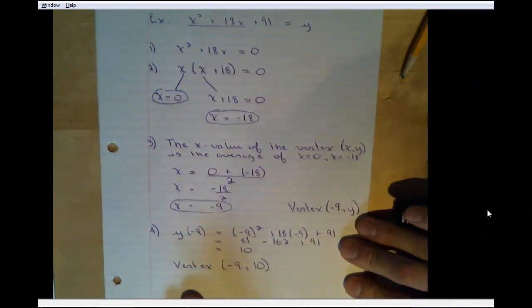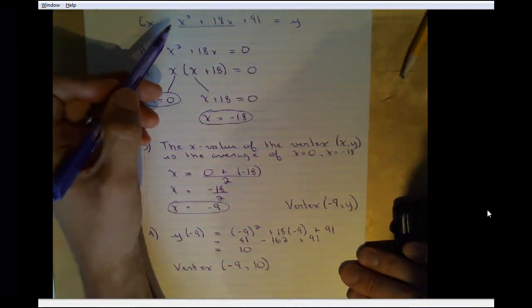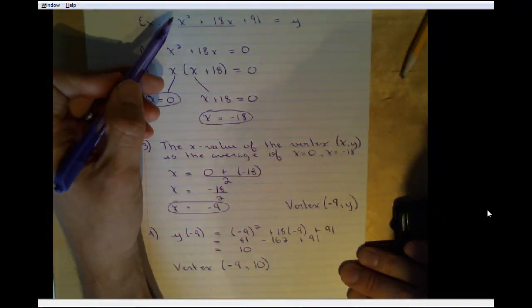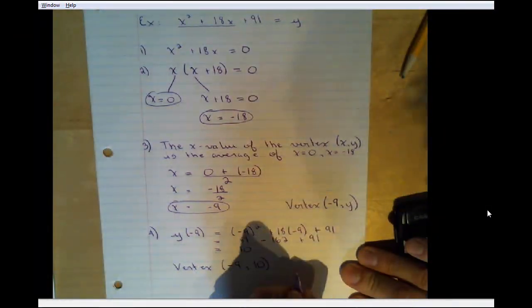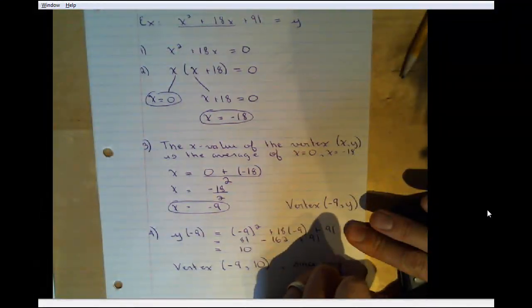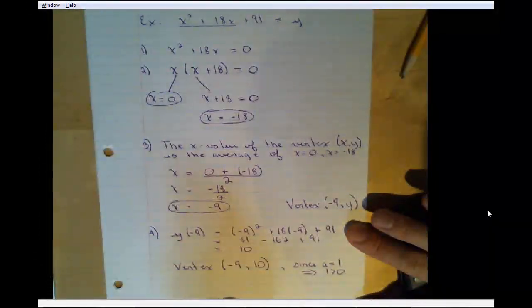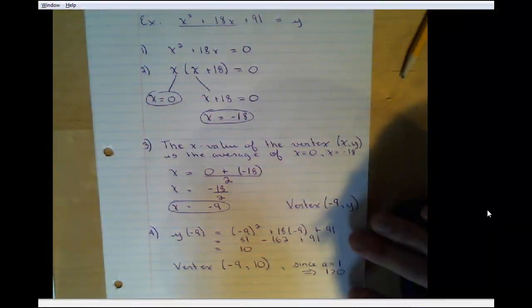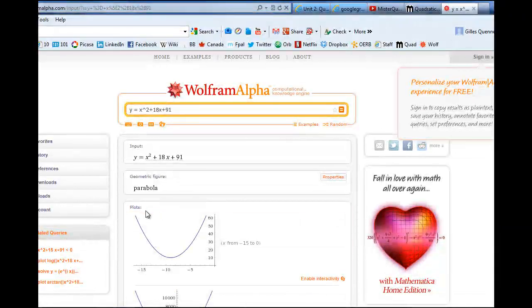Okay? Now, the other question, is it a max or a min? You come back to your original equation, all right, and there's a 1 here, a 1 before the x squared. Your a value is 1. Vertex is minus 9, 10. Since a equals 1, and 1 is greater than 0, right? What does that mean? Well, when a is greater than 0, there's a 1 here, 1x squared, it's a minimum. Look at the graph, it's a minimum.